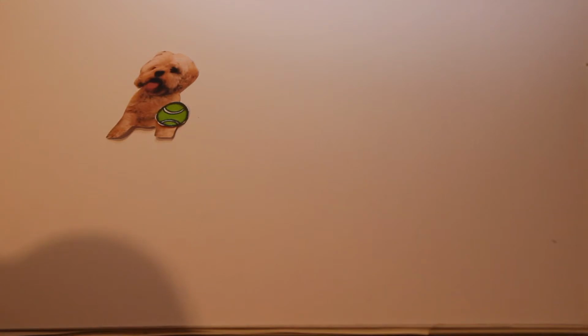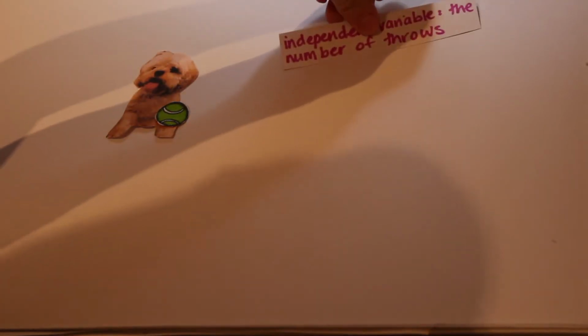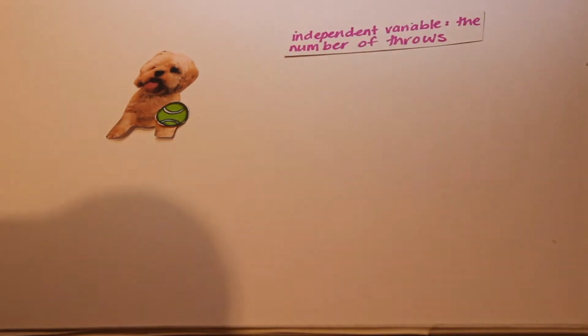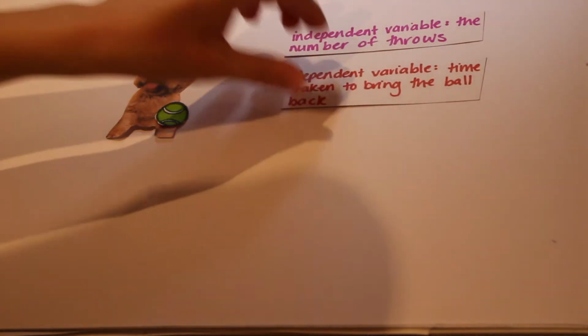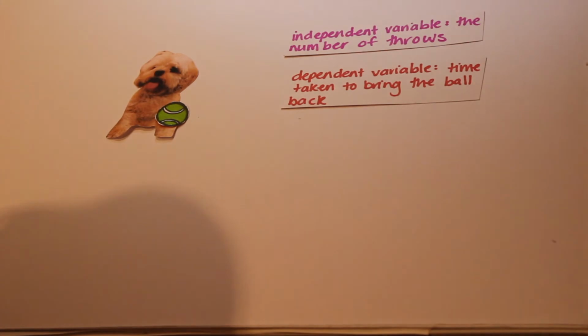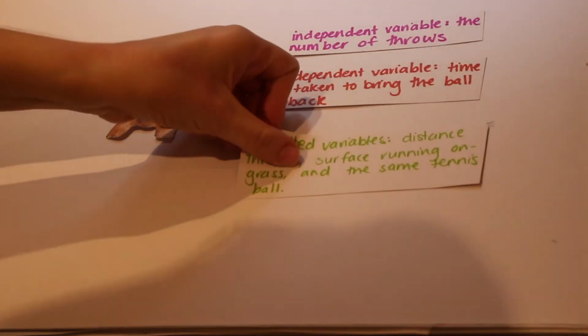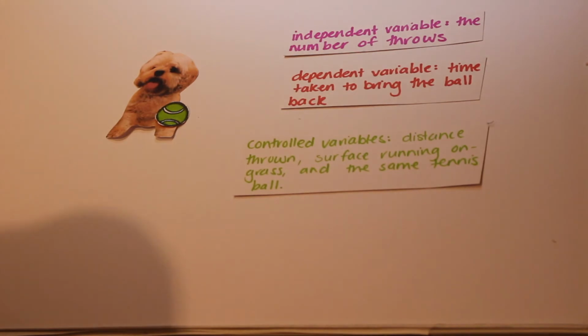First, we need to acknowledge what we are changing in this experiment, and that is the number of throws, making this the independent variable. We also need to identify what we are measuring here. And in this instance, we are measuring the time it takes for Monty to bring the ball back, making it the dependent variable. Next, we would consider what would be the controlled variables. So in this situation, it would be the distance that the ball is thrown, the surface that Monty is running on being grass, and also making sure to use the same tennis ball.